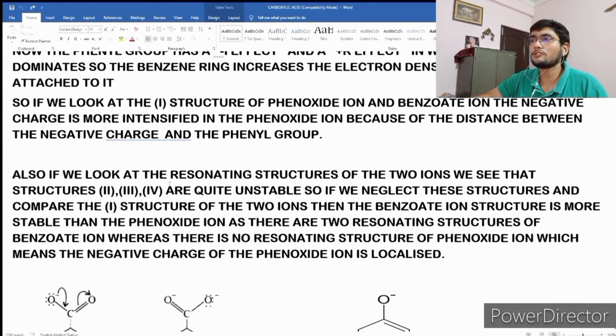Also, if we look at the resonating structures of the two ions, we see that structures 2, 3, 4 are quite unstable. So if we neglect these structures and compare structure 1 of the two ions, then the benzoate ion is more stable than the phenoxide ion, as there are two resonating structures of the benzoate ion, whereas there is no resonating structure of the phenoxide ion, which means the negative charge of the phenoxide ion is localized.